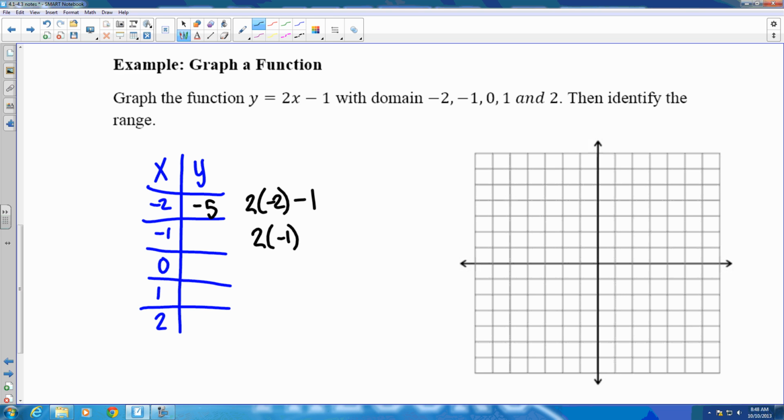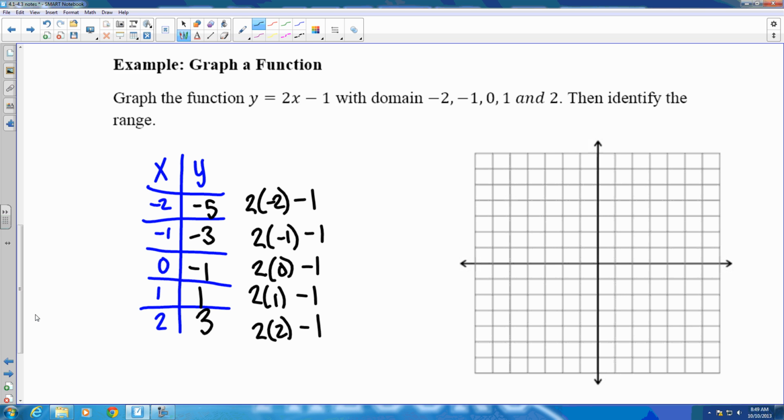2 times -1 minus 1 is -3. 2 times 0 minus 1 is -1. 2 times 1 minus 1 is +1. And finally, 2 times 2 minus 1 is 3. So we have to plot all 5 of those points on our coordinate plane over to your right here.